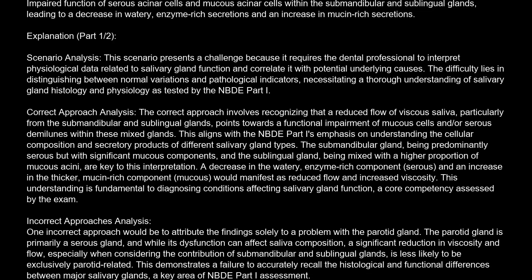The correct answer is D. Impaired function of serous acinar cells and mucous acinar cells within the submandibular and sublingual glands, leading to a decrease in watery, enzyme-rich secretions and an increase in mucin-rich secretions.